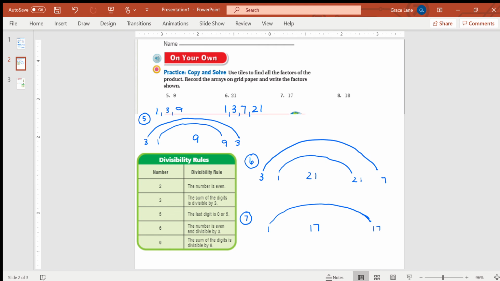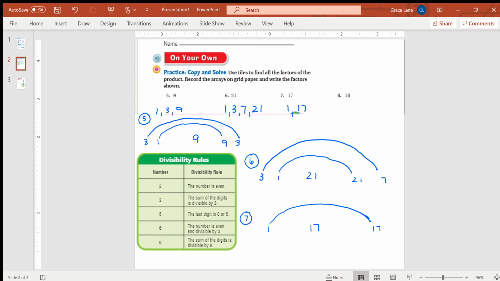Try 5. The last digit is 0 or 5. That's not true because it's a 7, so 5 will not work. Number 6, the number is even and divisible by 3. Those are both not true. And lastly, for 9, the sum of the digits is divisible by 9. 1 plus 7 is 8, so 8 can't be divided by 9. So the only factors for 17 are 1 and 17.